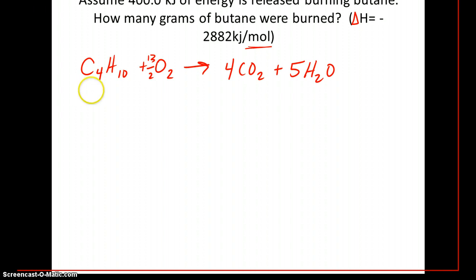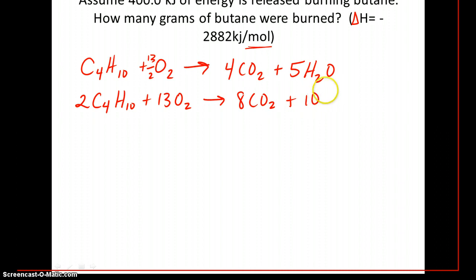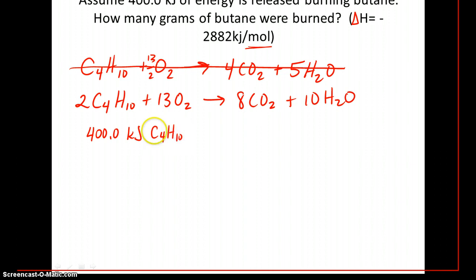Let me make this a little bit clearer. Our balanced equation is this right here. All I've done is make sure that I have the same number of carbons, hydrogens, and oxygens. I'm not going to be using this equation, but using this equation. So for that reason, I know I have 400.0 kilojoules of energy of C4H10 that were released.